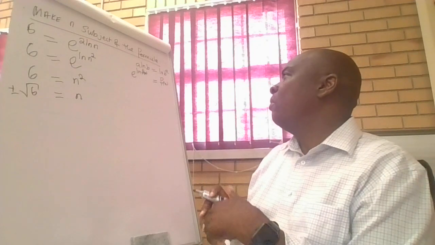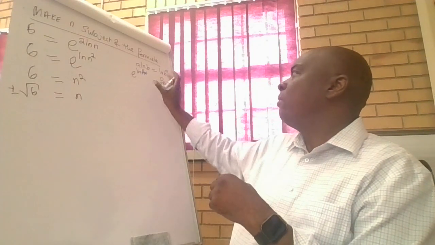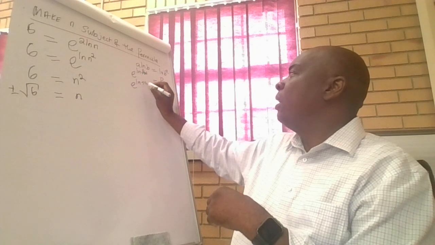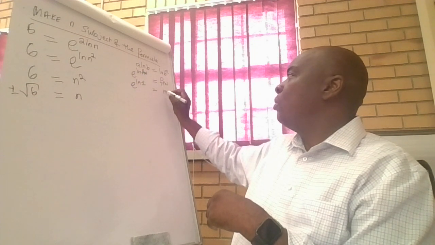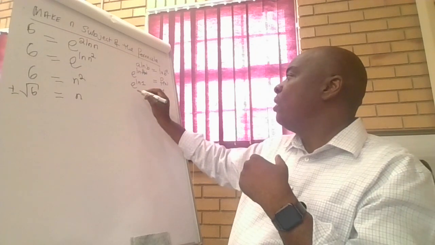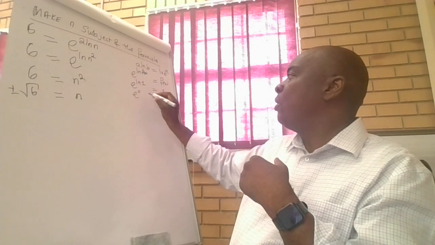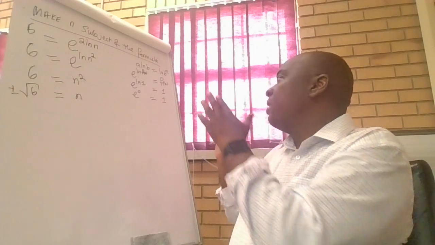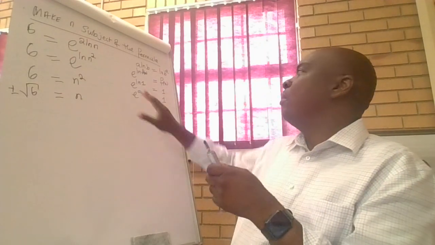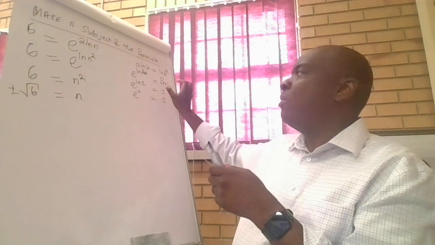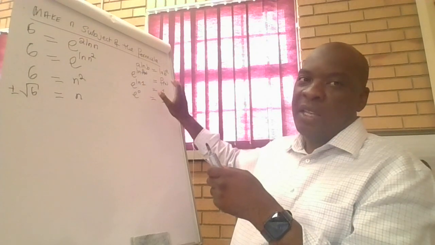Perhaps I can give you a simple example of this. If I have, for example, e to the power ln 1, we know that ln 1 is 0. So that means this is the same as e to the power 0, which is equal to 1. So if you are given any function being e to the power ln of something, it is going to be equal to that something. In this case, that is f of x.